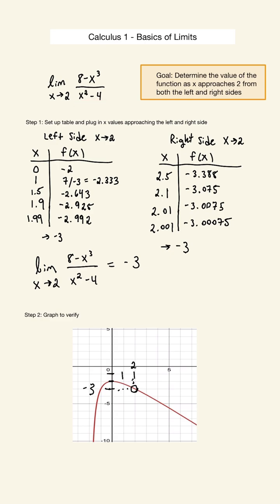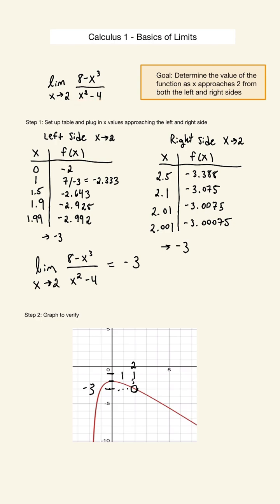And so the goal is we want to determine what this function is as x approaches 2 from both the left and right hand side. So what does the left and right hand sides actually mean? As x values increase towards 2, we want to understand what happens to this function. And as x values decrease towards 2, we want to understand what happens to this function.